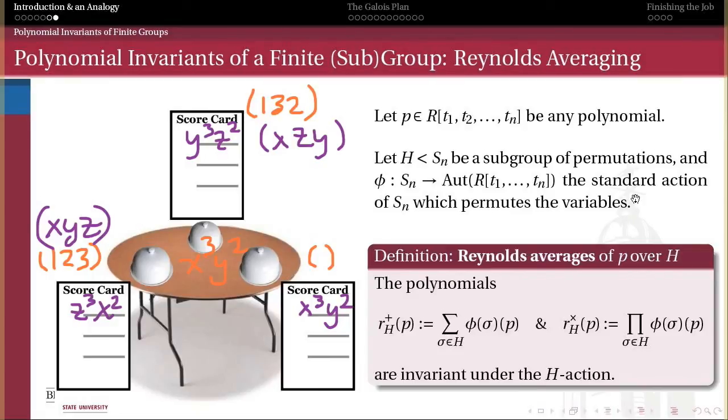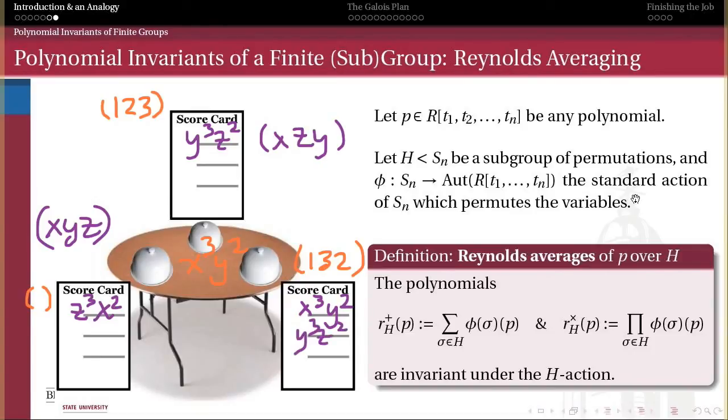So we'll take the trivial element and move it over to here. We'll take the forward 3 cycle and we'll move it over to here. And we'll take the backward 3 cycle and we'll move it over to there. And then again, ask each one of these group elements to rate what it sees, to permute the polynomial that it sees. And so we'll end up with y cubed z squared over in this position. We'll end up with x cubed y squared over in this position. And we'll have z cubed x squared in this position.